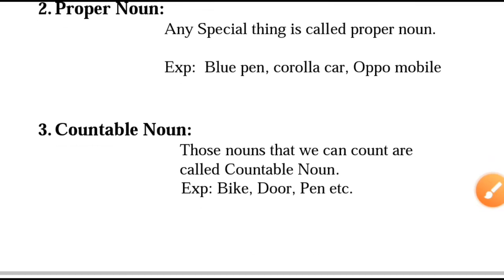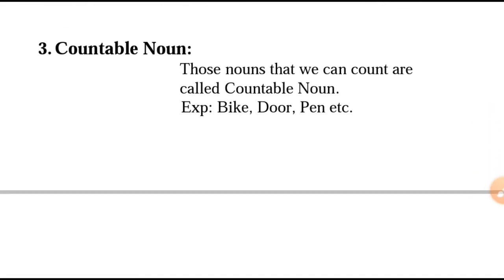So now let's talk about the third kind of the noun, which is countable noun. So now, as the word countable suggests, means something which can be counted. You can see those nouns that we can count are called countable noun. So those nouns that we can count in numbers actually, like bike, doors, pen, these are all the nouns that we can count in number. It could be 1 bike, 2 bike, 10 bikes. So these are the countable nouns.